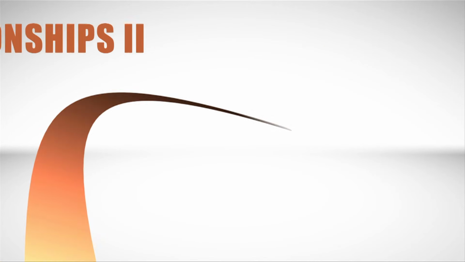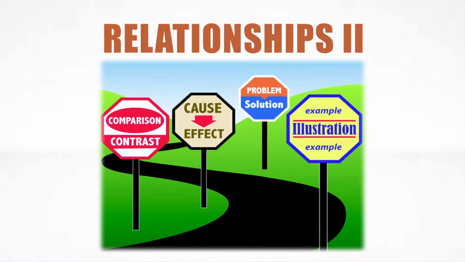In Chapter 4, you learned about relationships that involve addition and relationships that involve time. In Chapter 5, you'll learn about 4 more kinds of relationships between ideas: illustration, comparison and contrast, cause and effect, and problem and solution.